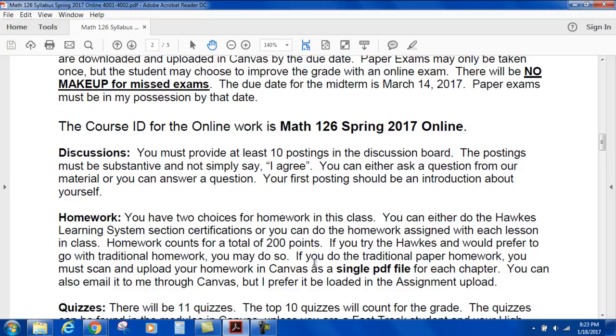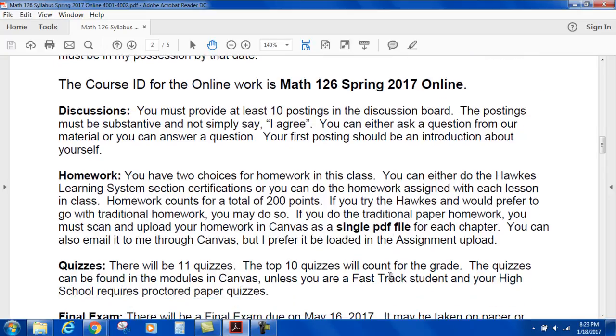If you do the traditional paper homework, you must scan and upload the homework in Canvas as a single PDF file for each chapter. You can also email it to me through Canvas, but I prefer it be loaded in the assignment upload. When people don't follow the instructions, it makes it much harder for me to grade them. And when they email it to me on my regular email or it doesn't get to me the right way, then it has a potential of being lost, and people come back to me and say, where's my homework grade? It's like, well, you didn't follow what I wanted you to do. So try to stick with that if you can.